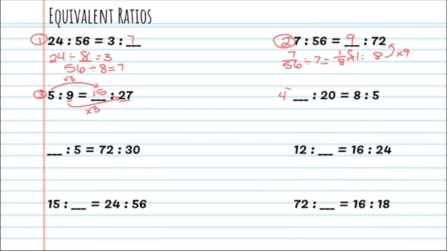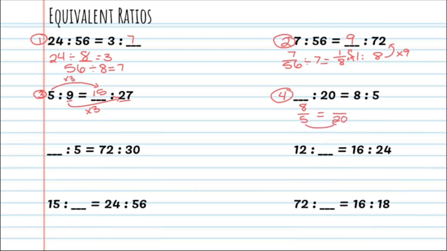All right, let's come over here and look at number 4 now. Blank to 20 is equal to 8 to 5 ratio. Now I know that my 8 to 5 ratio is the simplest version of this ratio. And we're going to relate again the second number to the second number. So we have 8/5. And notice I'm writing these a couple different ways just to see what works best for you guys. 8/5 is equal to what over 20?